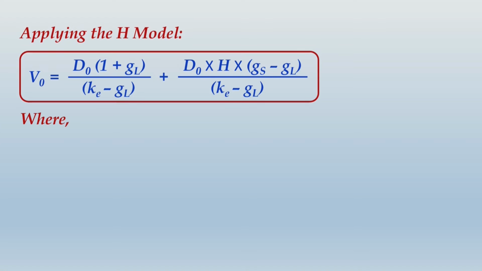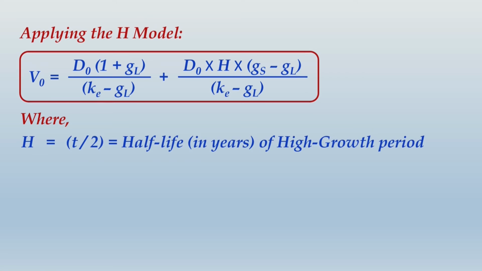So let us first define all these variables. What is H? H is T by 2. That is half of life in years. That is of the high growth period, or basically the period for which the decline or the linear decline is experienced. So in our case, it will be 4 years divided by 2. So T will be 4 years and divide by 2. So H value will be 2. That is 4 by 2 equal to 2.